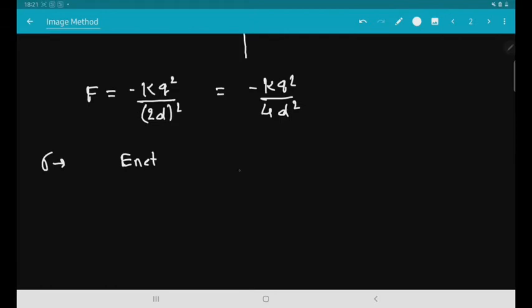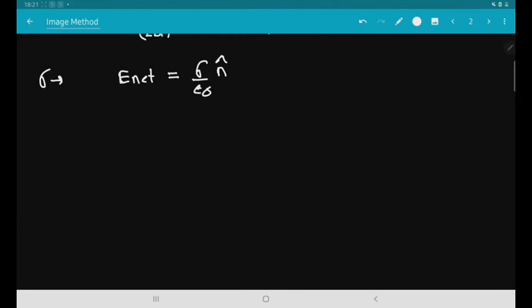We'll consider a point on the plate, and we know that E net is equal to sigma by epsilon naught n cap. N cap is the perpendicular drawn to the surface. Okay, so we'll be considering a point on this plate. Let us consider this point A. We have a minus charge here and a plus charge here. So this distance we will have to calculate.